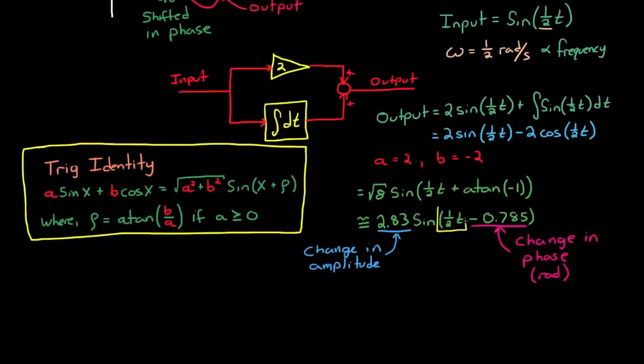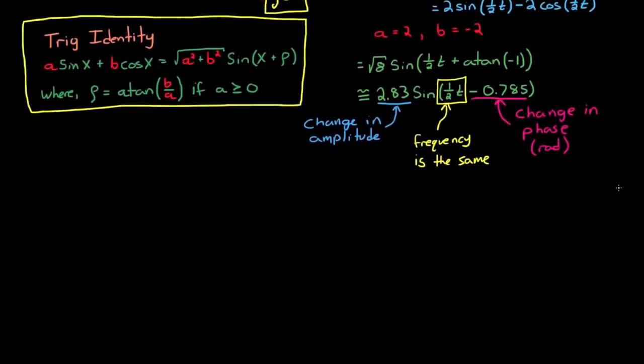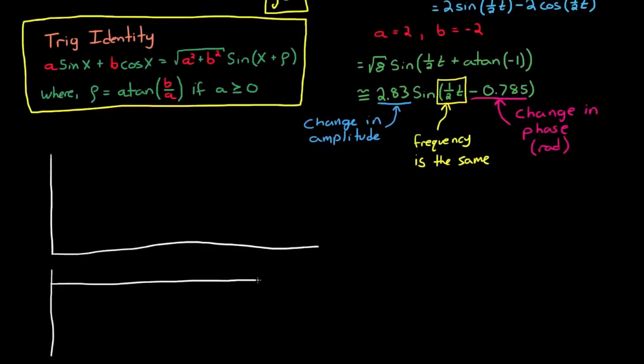Notice also that the output has the same frequency as the input, which is 1/2 radians per second. Now you could draw the input and the output in the time domain, and it would look something similar to the graph that we've done above. And that would work if you were only concerned with the response to a single frequency. However, more often than not, you're going to be interested in the whole frequency spectrum. So how can you visualize the gain and phase shift across the entire spectrum?